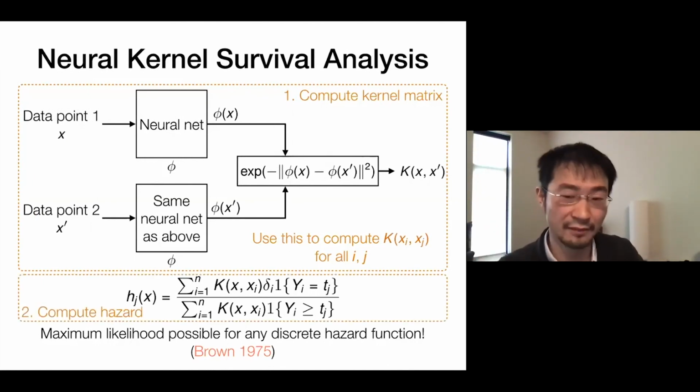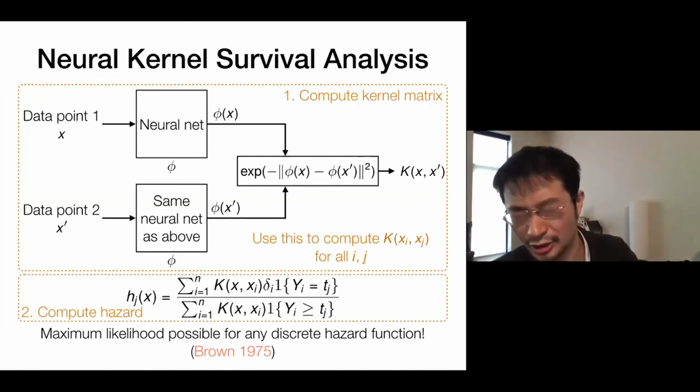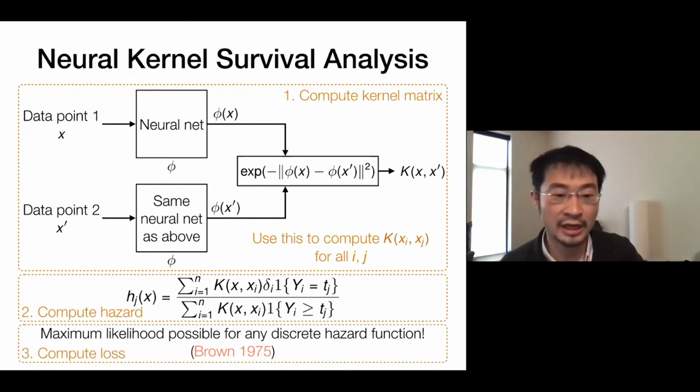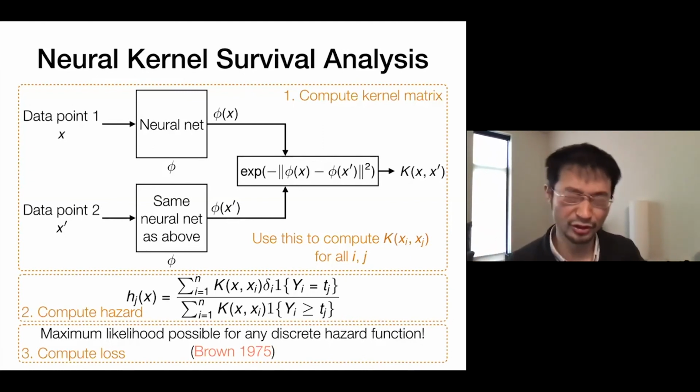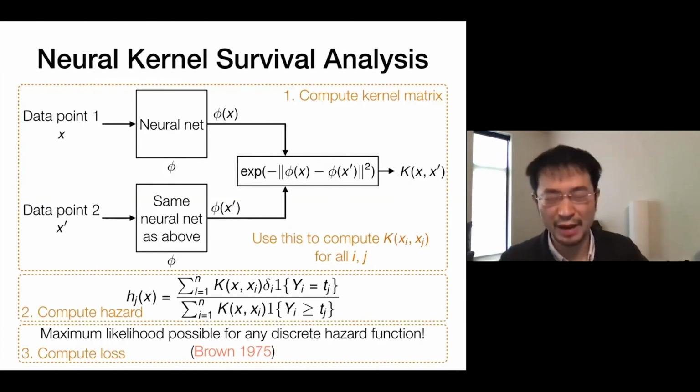The next ingredient is we compute the hazard. And then the third ingredient is we compute the loss. And that's it. You can easily code this up in PyTorch and backpropagate to learn the neural net phi.